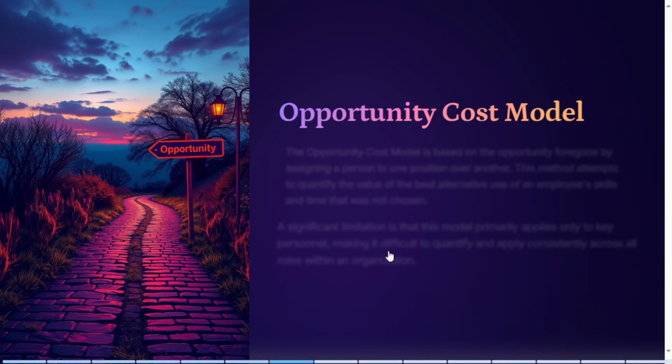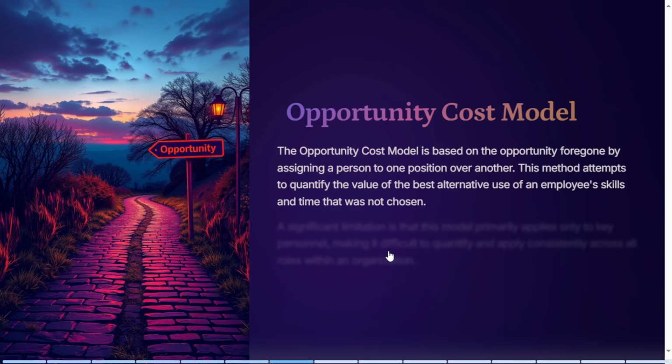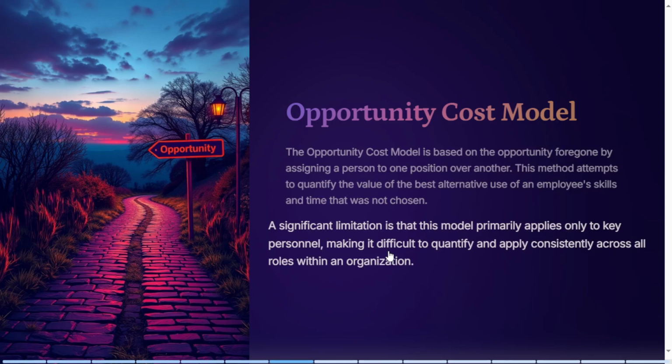If you assign your best manager to project A instead of project B, what's the opportunity cost? The major limitation of this is that it only works for key personnel. You can't apply it to every employee in the organization. For UGC NET, remember these three cost-based models and their key limitations. Questions often ask you to compare these methods or identify which is the most suitable for different situations. Let's discuss these three models in detail.